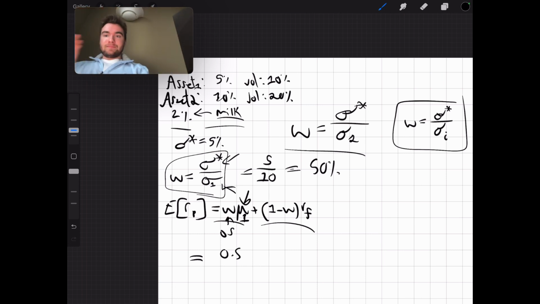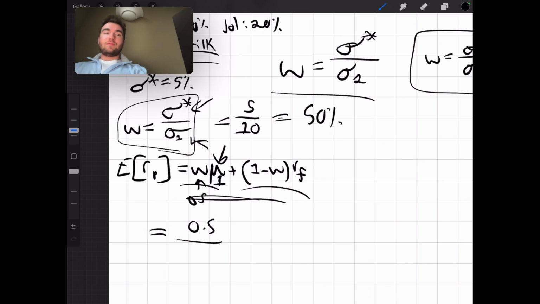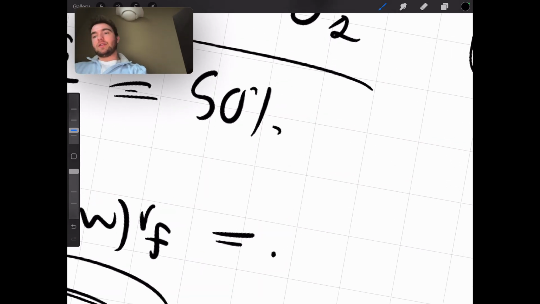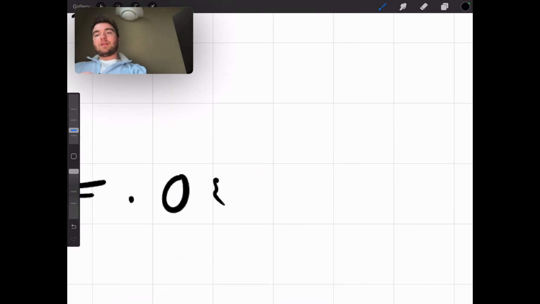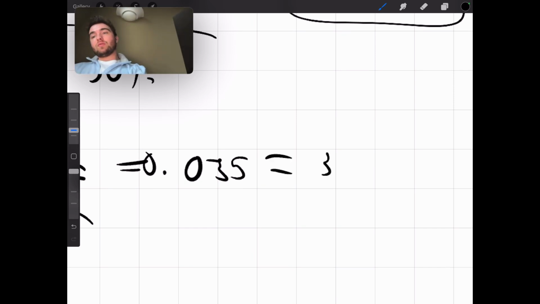Okay. So we found our weight. We want to figure this one out. What does it equal? Yeah, I'll just tell you. I'll give you a bone here. I'll give you a bone. 0.035. That is equal to 3.5%.